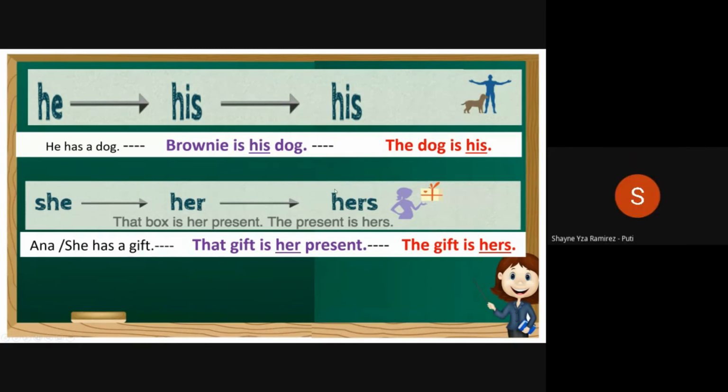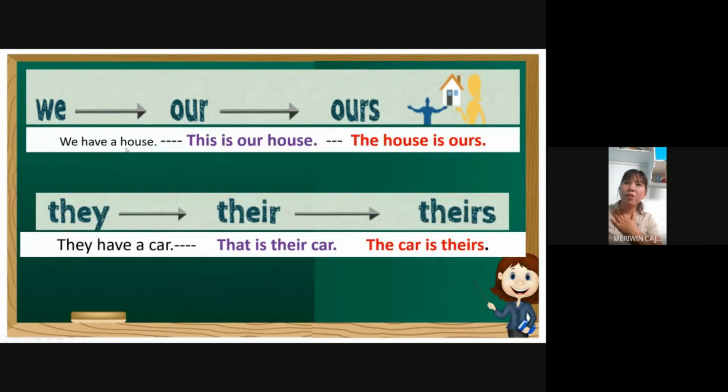So I hope using these examples, you can really understand the lesson. Okay, we still have this one: we, our, and ours. We have a house. This is our house. So our, then noun. Then the house is ours. Okay? They, their, theirs. They have a car. That is their car. The car is theirs. Okay? I hope you can differentiate now the use of these possessive pronouns: the possessive pronouns that go before the noun and the possessive pronouns that can stand alone. Okay, kids?